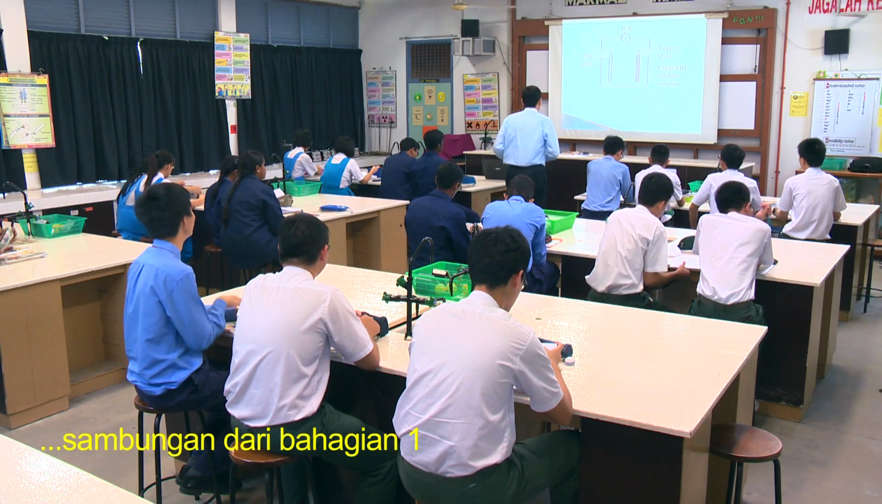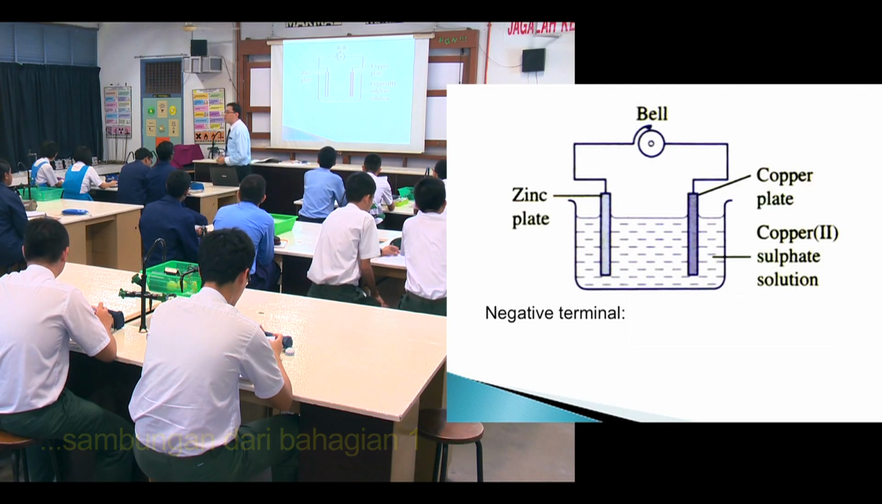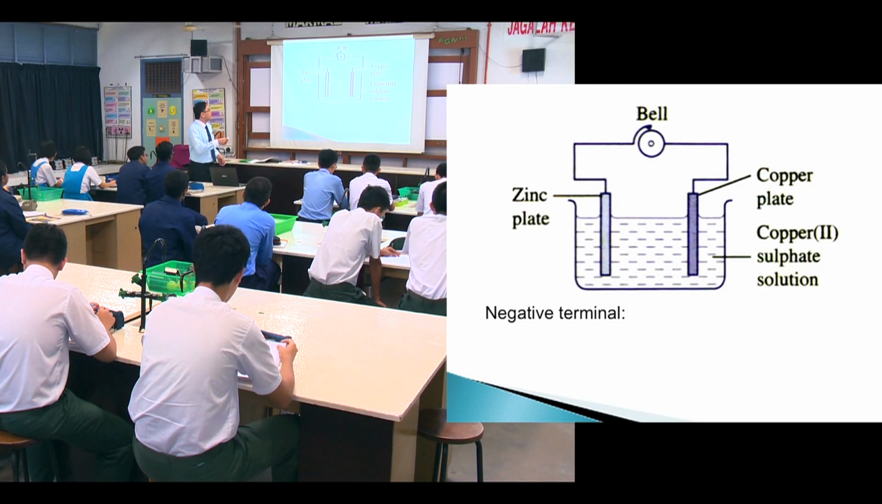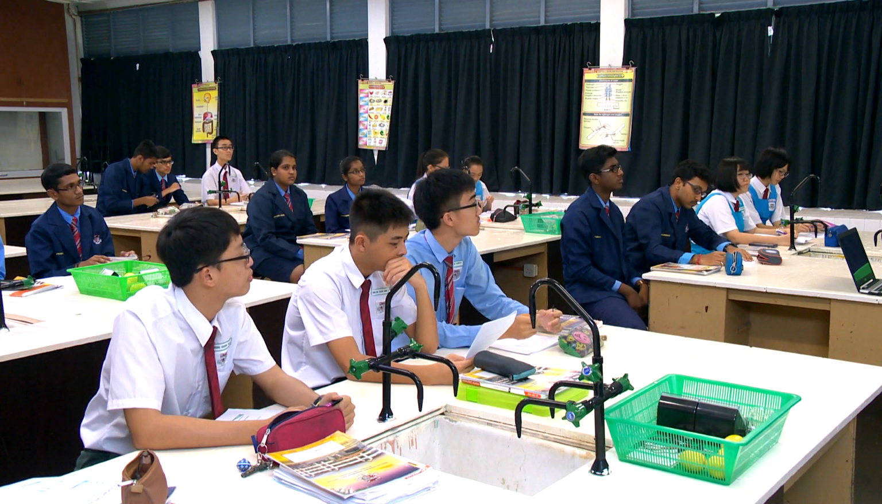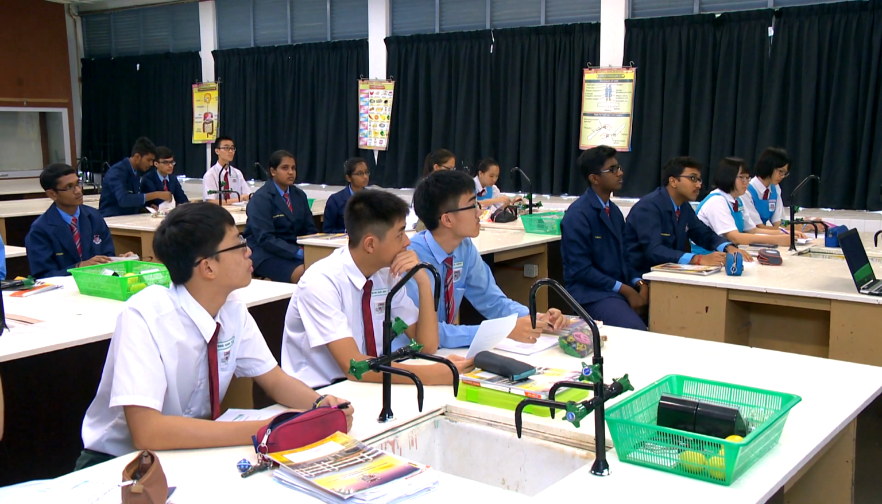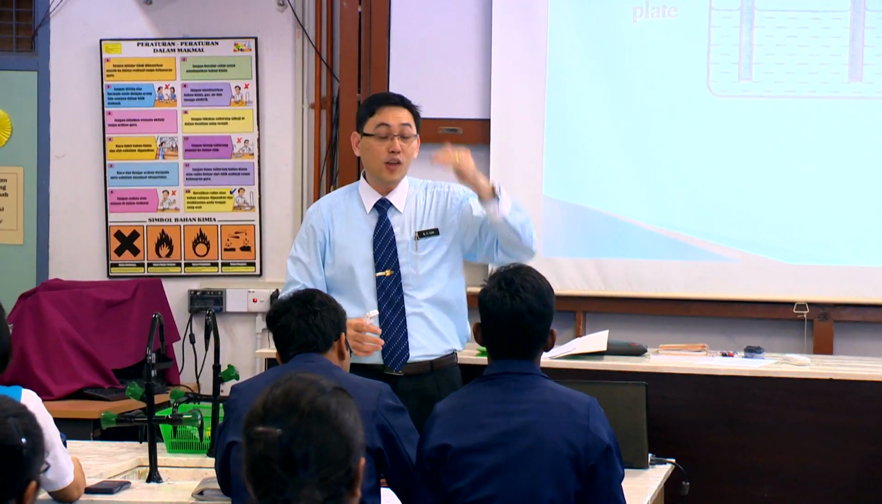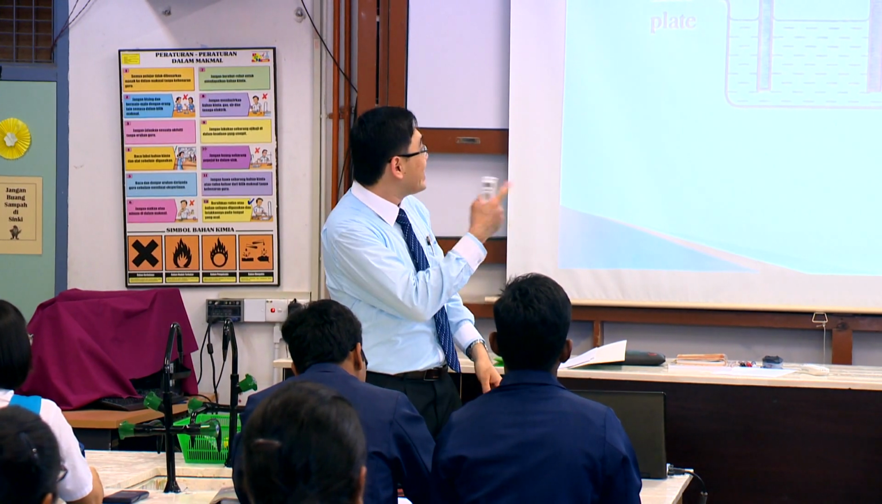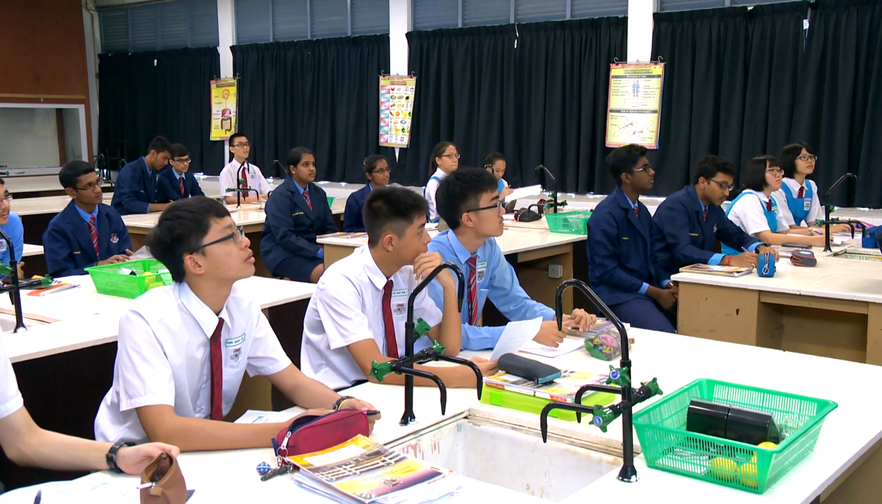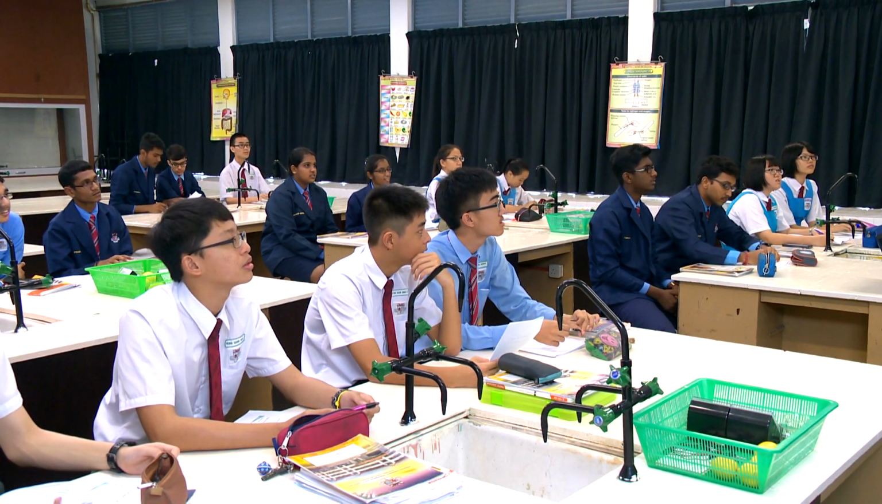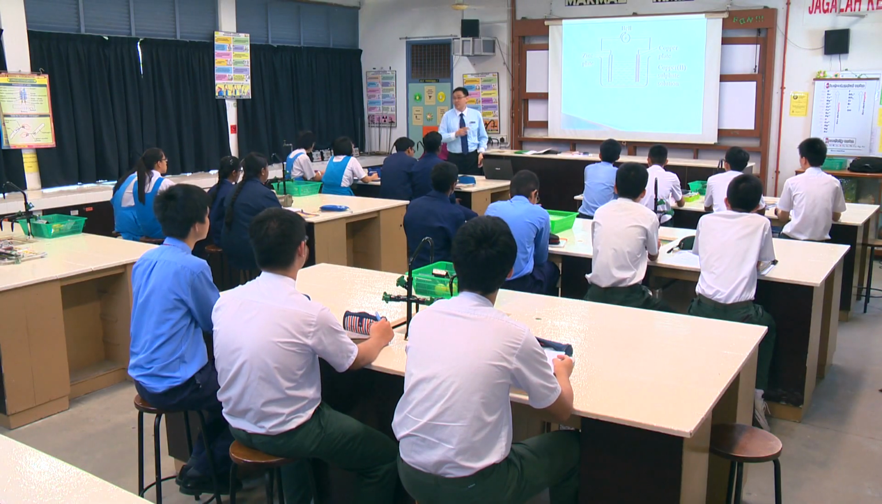Now look at the questions. Okay, now I have the zinc and the copper plate. So among the zinc and copper plate, can you answer me, which one is located on top of the electrochemical series? Yeah, the zinc. What does it become? The zinc will become the negative terminal.